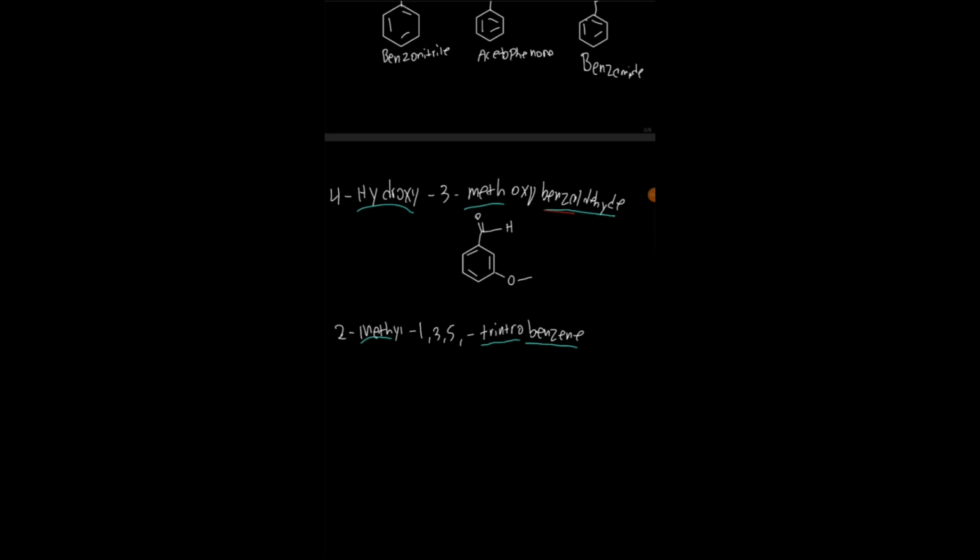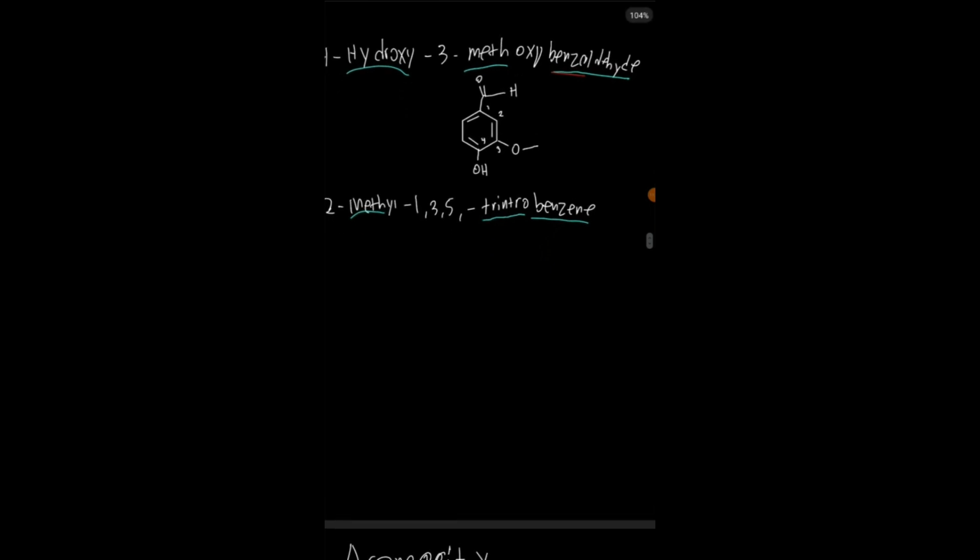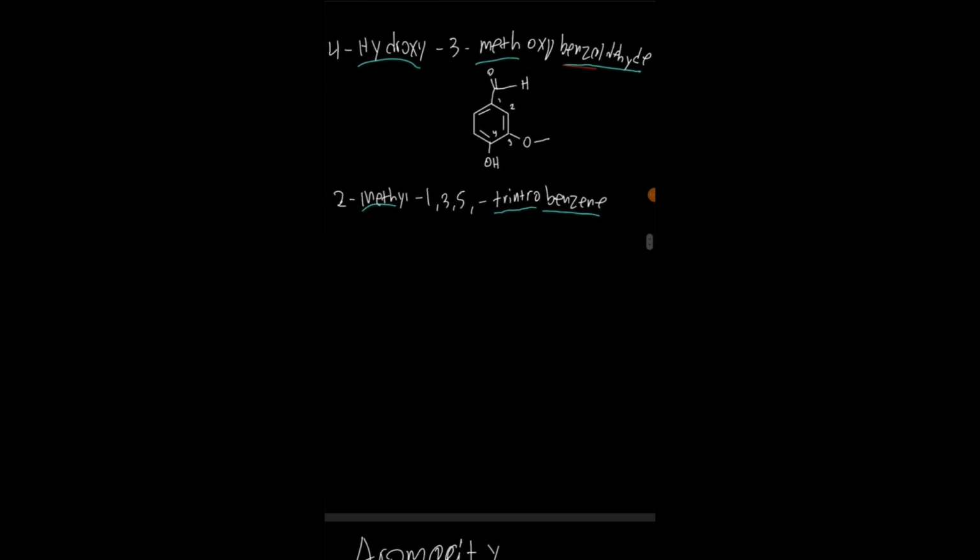And now we just need our 4-hydroxy. Remember, starting here, we go 1, 2, 3, and then 4. So our 4 position is right here. Draw the OH at the 4 position. Boom. And that is 4-hydroxy 3-methoxy benzaldehyde. Congratulations if you got that right without looking. If you need extra help, that's fine. I would encourage you to do more examples like that.